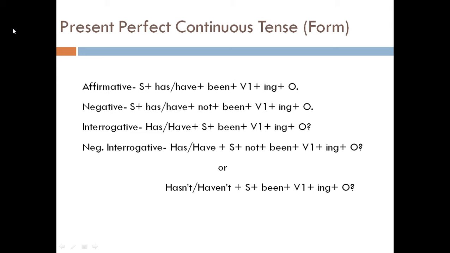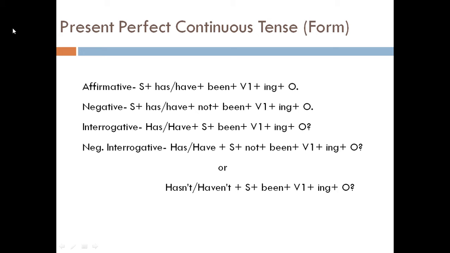Now let's begin with present perfect continuous tense. What are the rules of forming sentences in this tense? Affirmative: subject, plus has or have, plus been, plus first form of verb, plus ing, plus object. Negative: subject plus has or have plus not plus been plus first form of verb plus ing plus object. Here we have just put not after has or have, the helping verb.